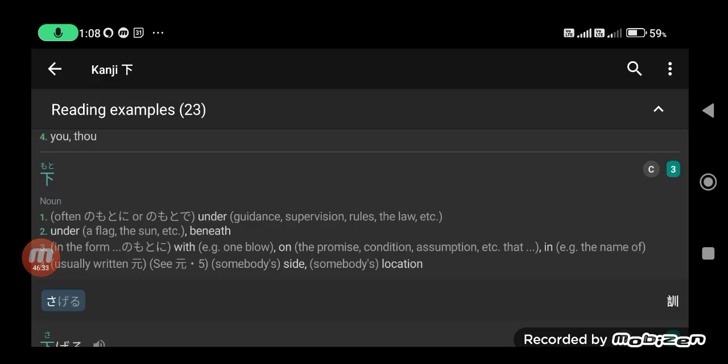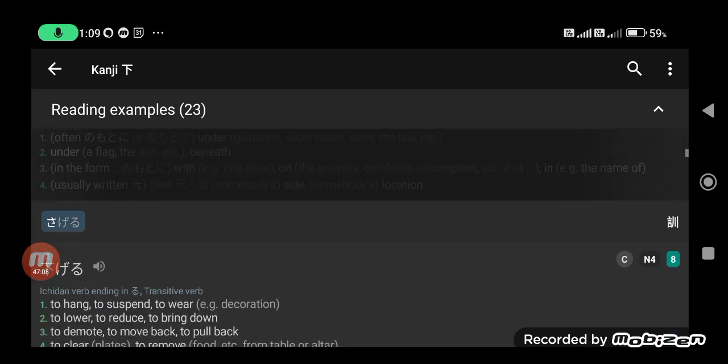Here is another reading. Moto. No moto ni. No moto de means under, let's say in guidance or supervision. Under the guidance or under the supervision. Let's say under the guidance of a principal. Kyouchou no moto ni, or kyouchou no moto de, under the supervision of the school principal. Under the flag, the sun, beneath.